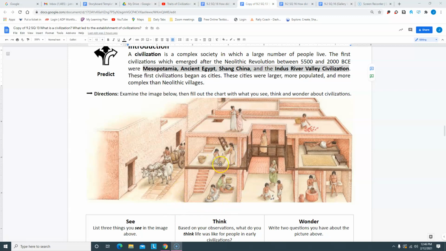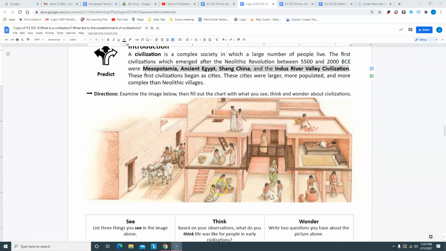Inside the home here, it looks like we have 2 women, maybe a mother and a daughter, and it looks like they're weaving a basket. So what would these baskets be used for? They could possibly be used in the home. They could be used as a product to sell at market.